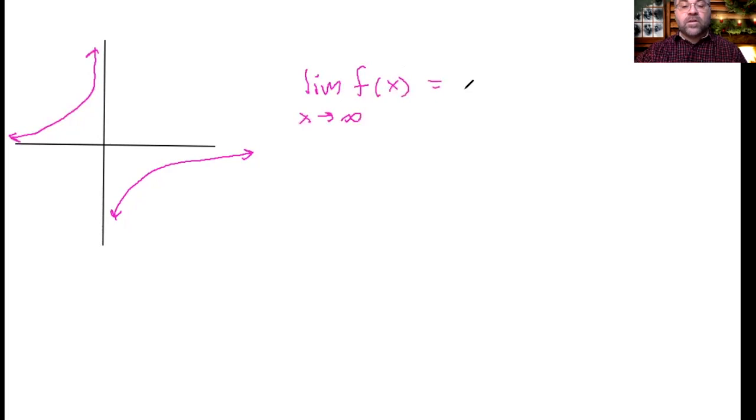Is it approaching a finite value L? Or as we approach negative infinity of f of x, is that approaching a value? Let's call it k.